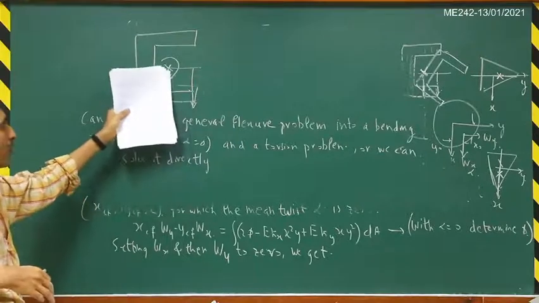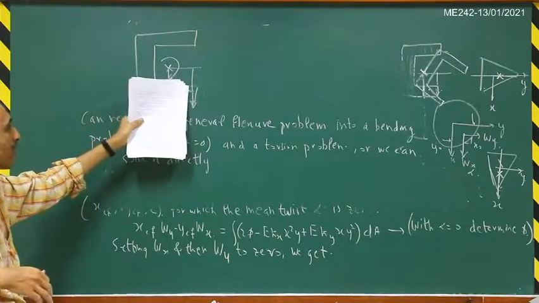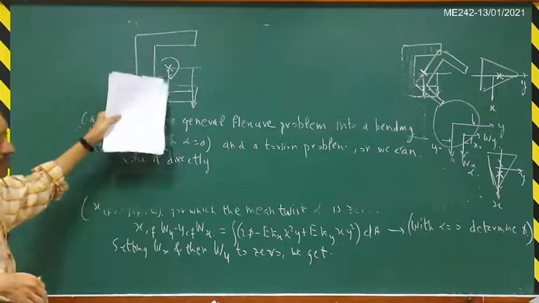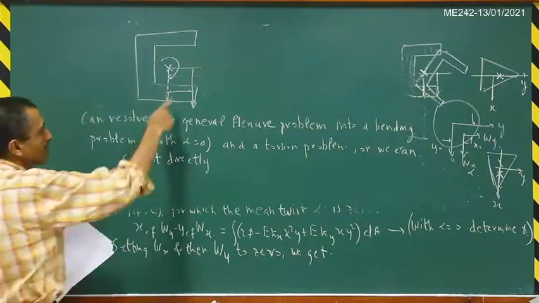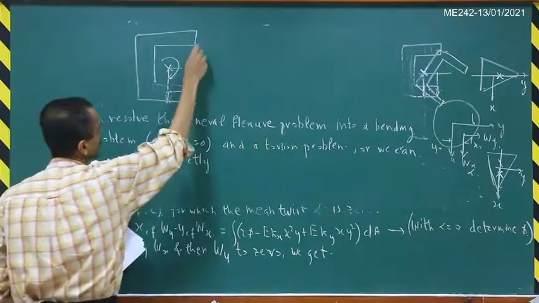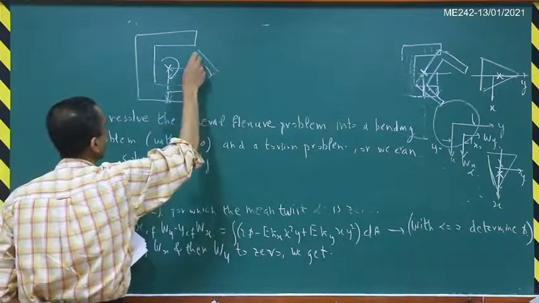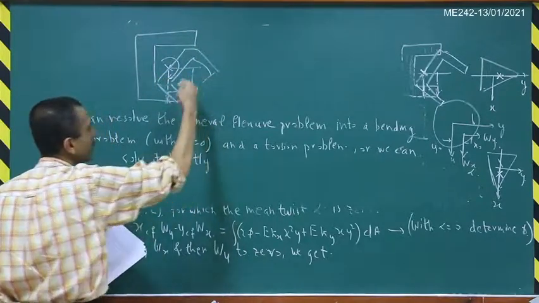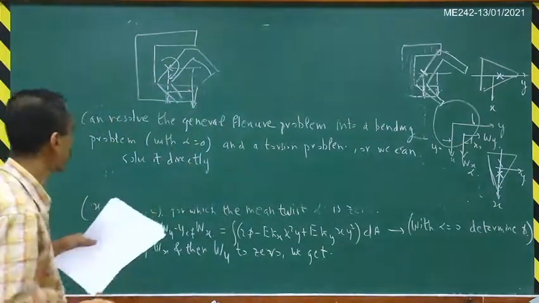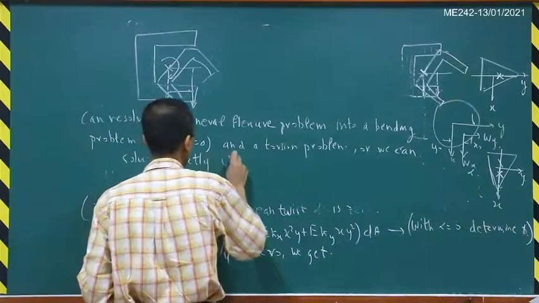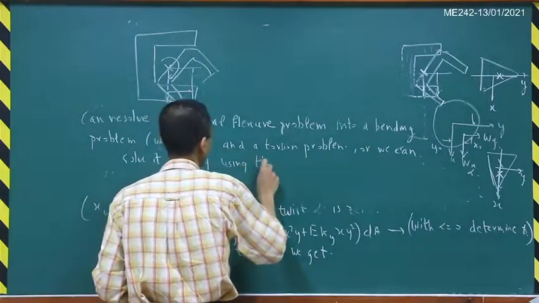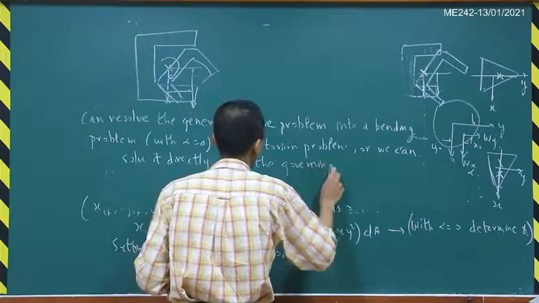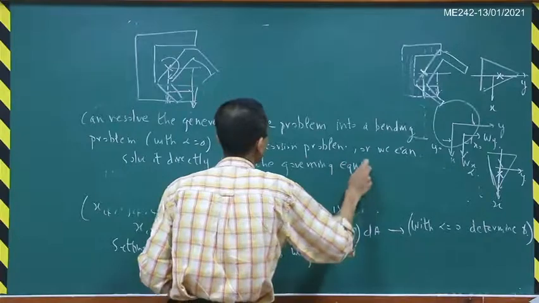You can think about this problem here as a bending problem plus a torsion problem, because if you are applying the load through this, as I said, there will be a twisting of the cross section here. So that's why. Or we can solve it directly using the equations.